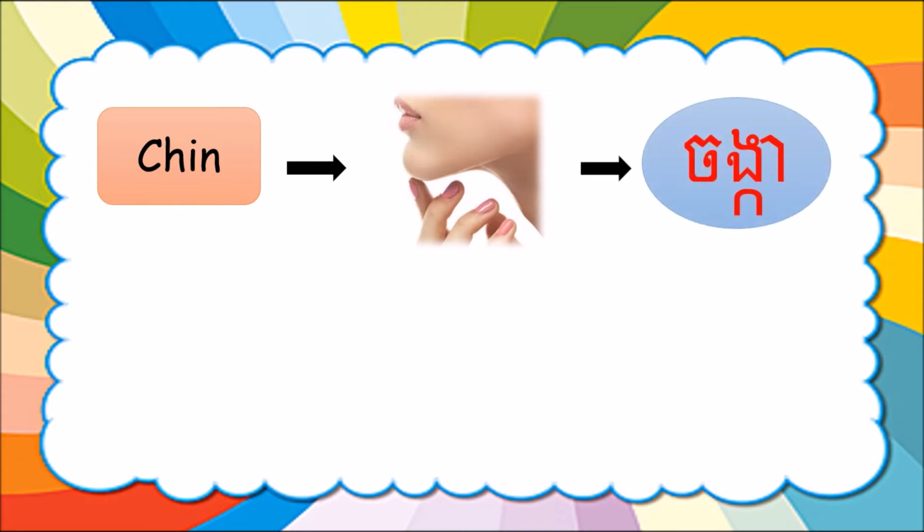Okay, good. Who can tell me this word in English, please? Okay, good. This word we can call chin. Chin. Again. Chin. Good. And the meaning in Khmer is chong ka.